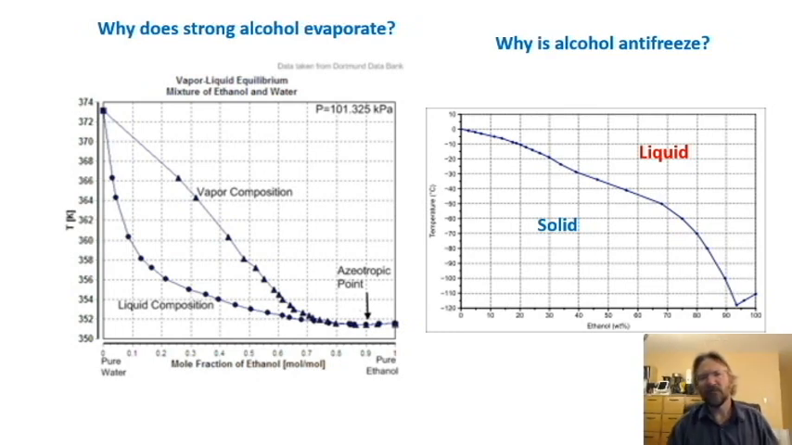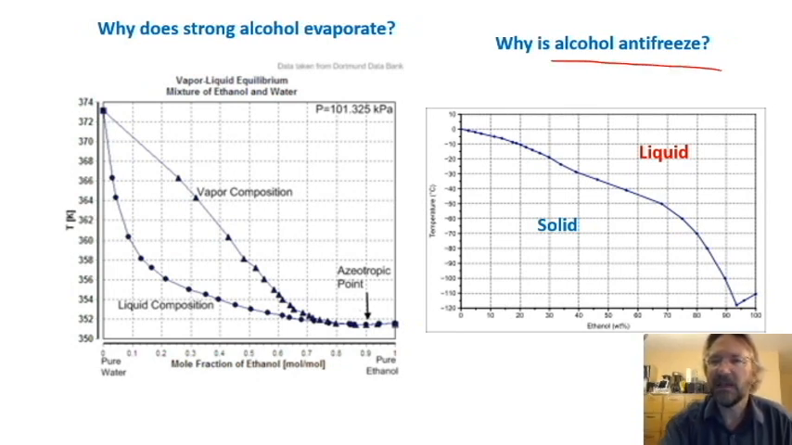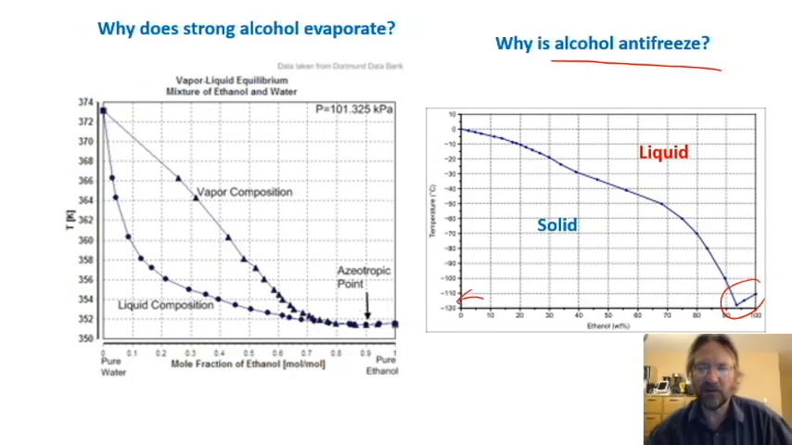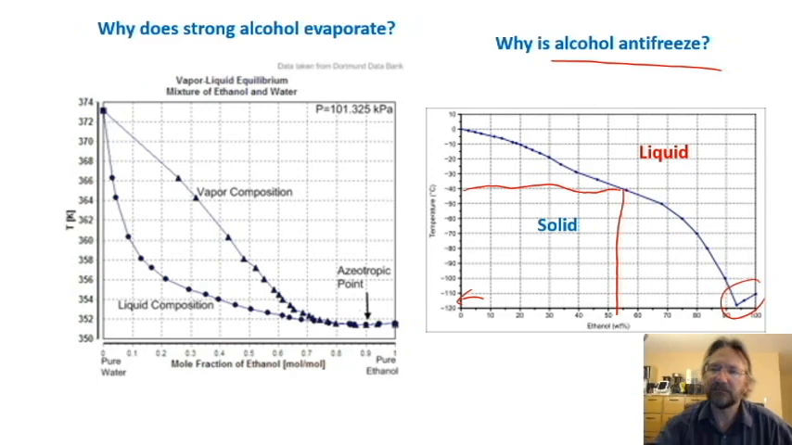Here we can see this other effect of alcohol, which shows that instead of looking at the vapor phase, we can also look at the solid phase. And that's why we can use alcohol as antifreeze, because if we put in close to 100% alcohol, it will freeze only at very, very low temperature. So for a harsh winter around minus 40 degrees, if you have an alcohol concentration of about 50%, it will not freeze until it reaches below minus 40 degrees.